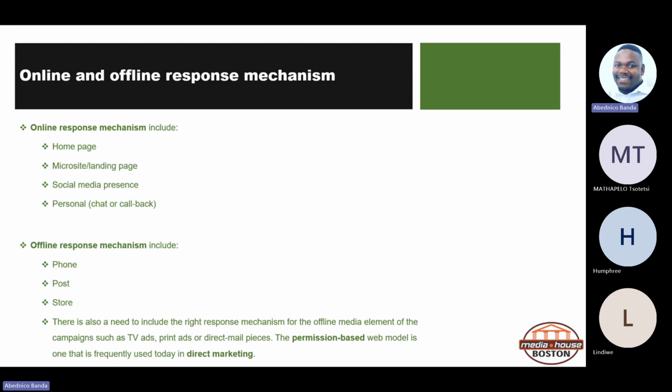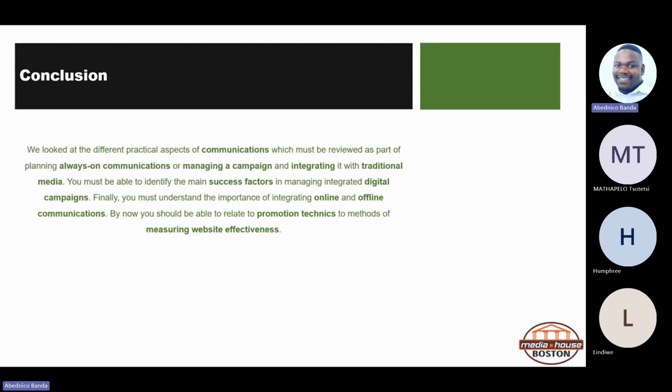There's also a need to include the right response mechanism for offline media elements of the campaign, such as TV, print, and direct mail pieces. The permission-based web model is frequently used today in direct marketing. You realize that when you are buying something, they ask for your permission, like, since you are getting this from Ashin, would you mind if we send you information based on this product? Then you can indicate whether you agree or not.